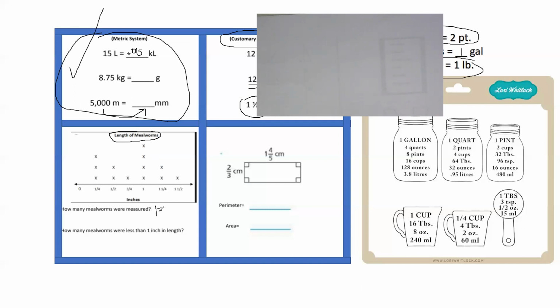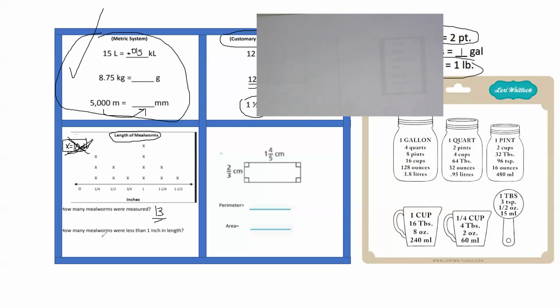Answer's 13. Now, usually there's some kind of a key. If their key over here is x equals 10 mealworms, then it would be different, right? If it was 10 mealworms, then your answer would be 130. But it doesn't have a key. And when there's no key, then we just know that each x is equal to 1.